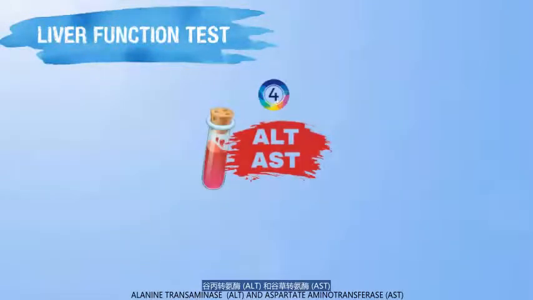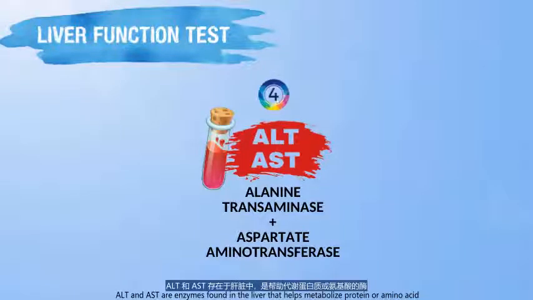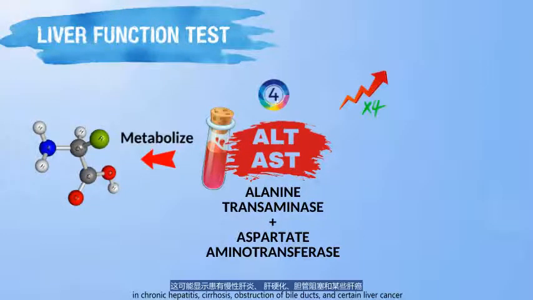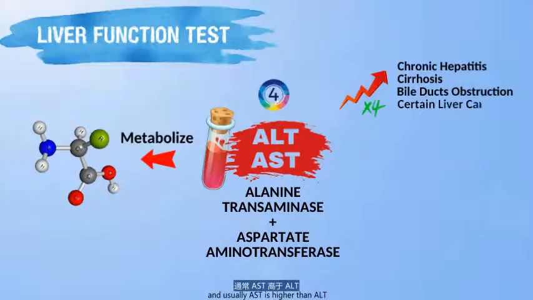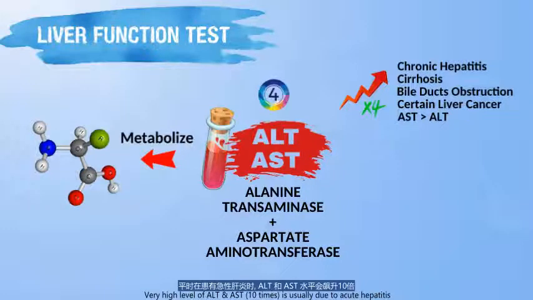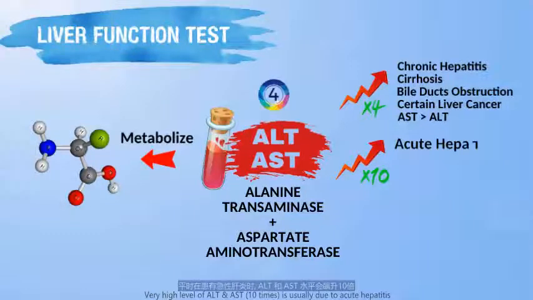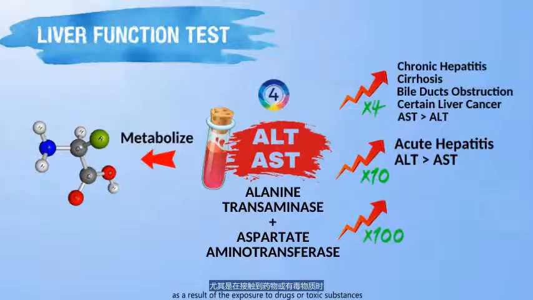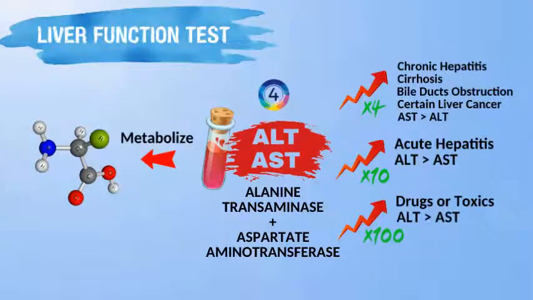Alanine transaminase, ALT, and aspartate aminotransferase, AST. ALT and AST are enzymes found in the liver that help metabolize protein or amino acids. They are usually moderately elevated, 4 times, in chronic hepatitis, cirrhosis, obstruction of bile ducts and certain liver cancer, and usually AST is higher than ALT. Very high levels of ALT and AST, 10 times, are usually due to acute hepatitis, and normally ALT is higher than AST. ALT and AST levels may be markedly elevated, 100 times, as a result of exposure to drugs or toxic substances.